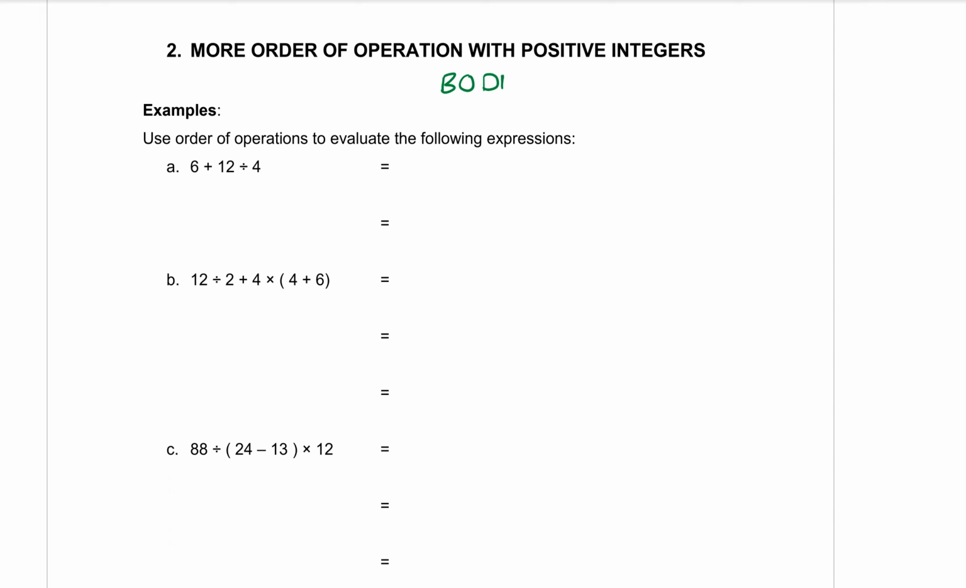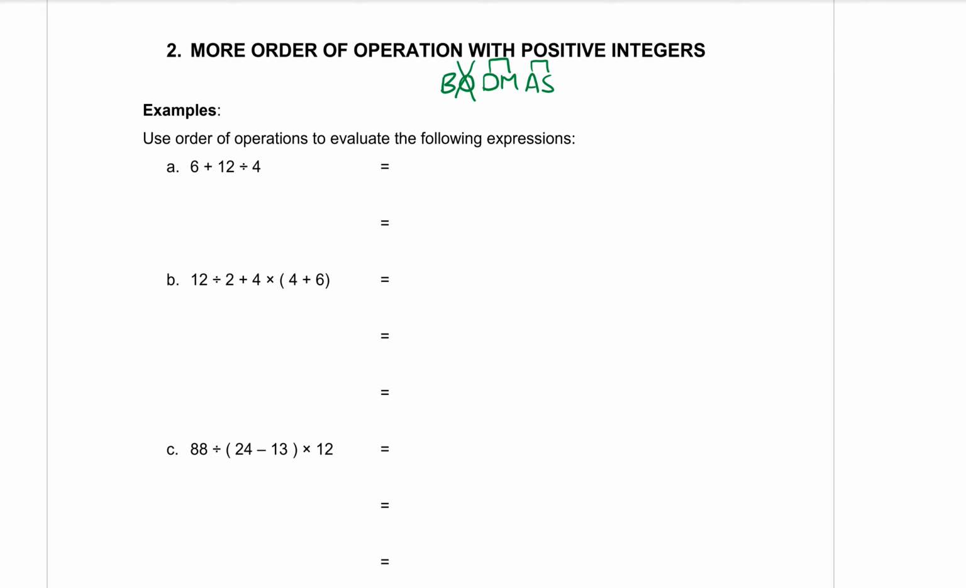Now remember that the B stands for bracket, the O, or some people use I, stands for index. We're not going to need that one anyway. We have division and multiplication next, and addition and subtraction together at the end. So first of all, we start with the B. We're looking for brackets. This first question doesn't have any brackets, so we move on.